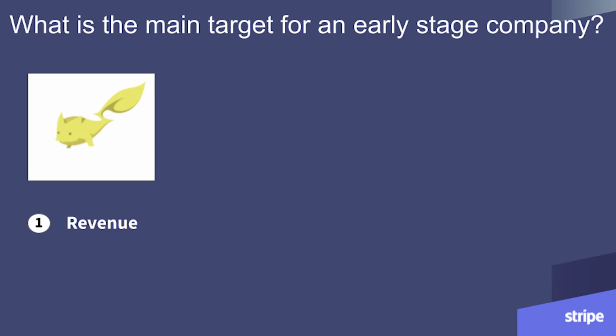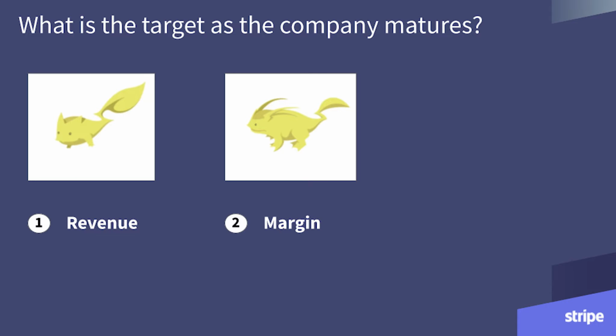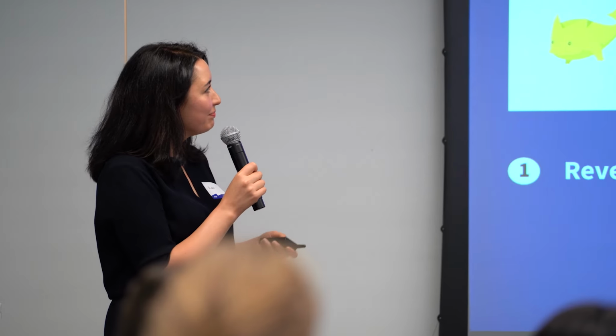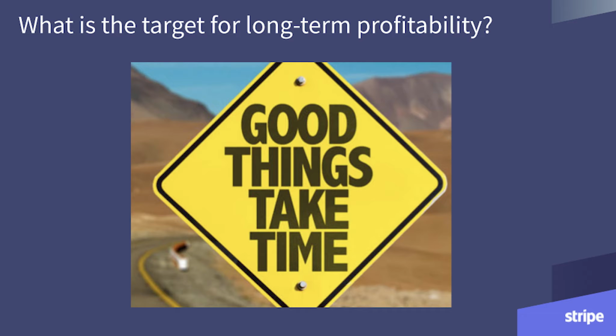Yes, revenue growth. Okay. What about as the company matures? Related to revenue, but kind of more tailored. Okay, that is margin, because you want long-term sustainability, and revenue minus costs and losses is margin. Now, what is your ultimate target for long-term profitability? Okay, that was a trick question because I'm going to give you an answer at the end of this talk.